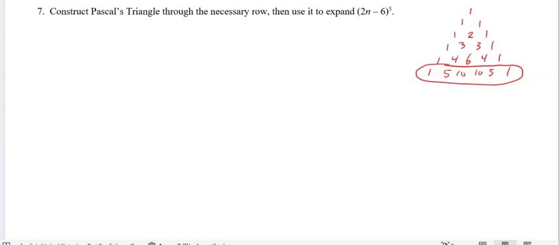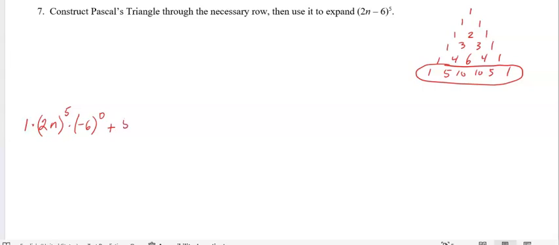Okay, and these numbers represent coefficients, and here's how the expansion works. I take the first number from the row. I'm going to multiply the first term inside the binomial, which is 2n, and I'm going to raise 2n to the 5th power to start with. Notice how I put parentheses around 2n. I think that's important. It's a good reminder to make sure you raise both 2 and n to the 5th power. And then I'm going to raise negative 6 to the 0 power. All right, so that will be term number 1 after we come back and simplify.